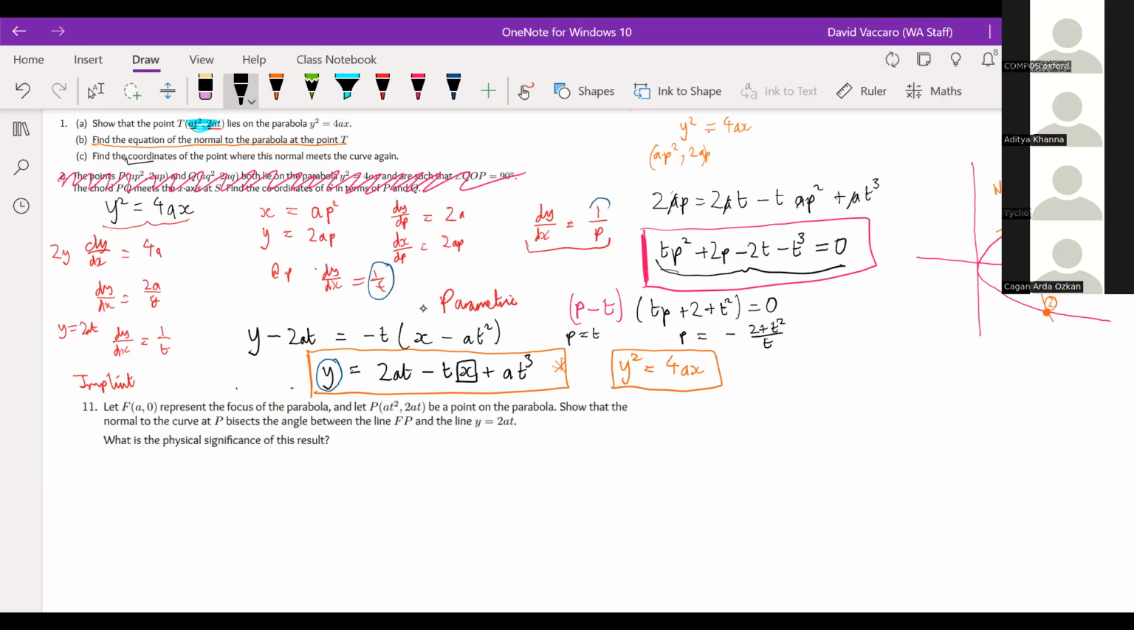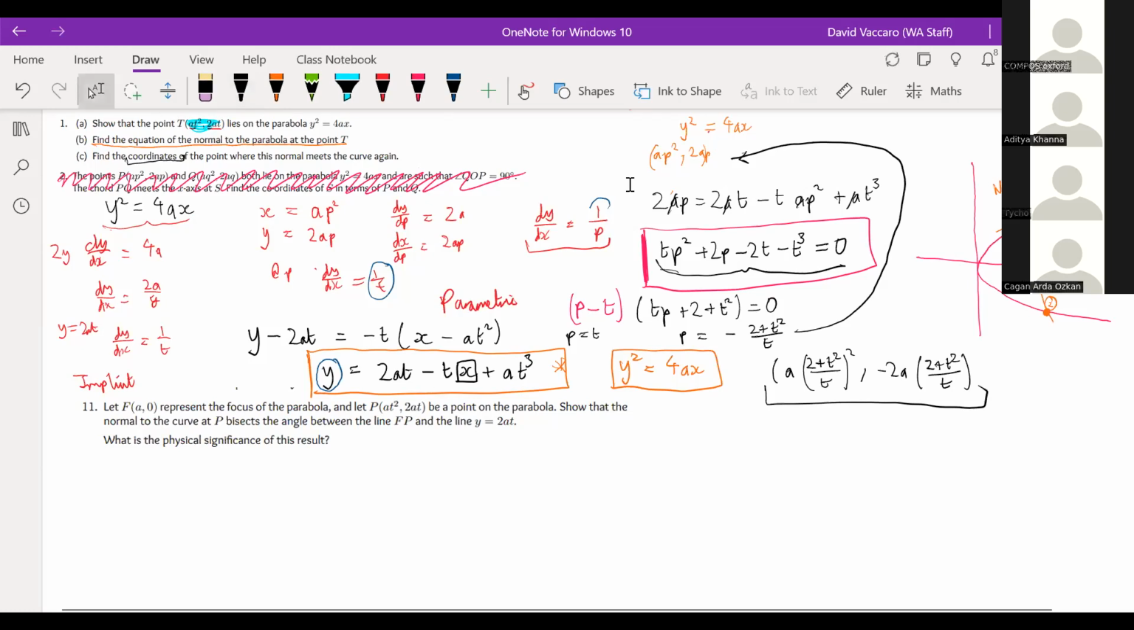How do I then go and find the coordinates of where the points hit the curve again? Well, I know that this parameter can go back into the parametric form for the curve. So I get a, and then 2 plus t squared over t all squared. And then I get minus 2a, 2 plus t squared over t as the coordinates of my point.